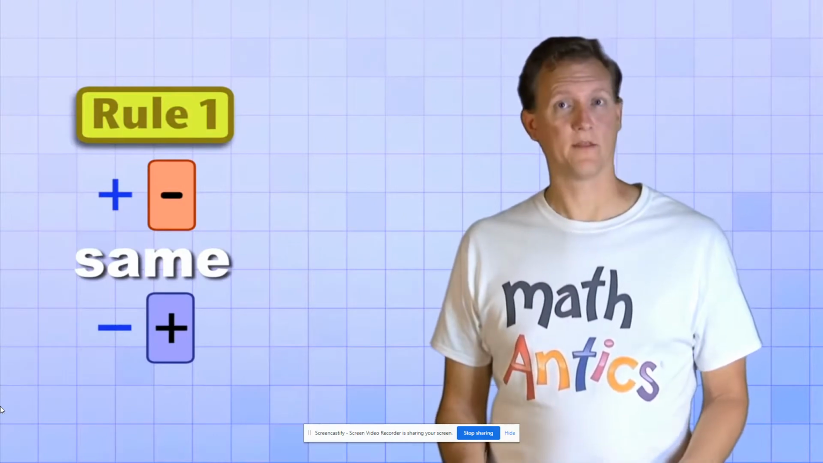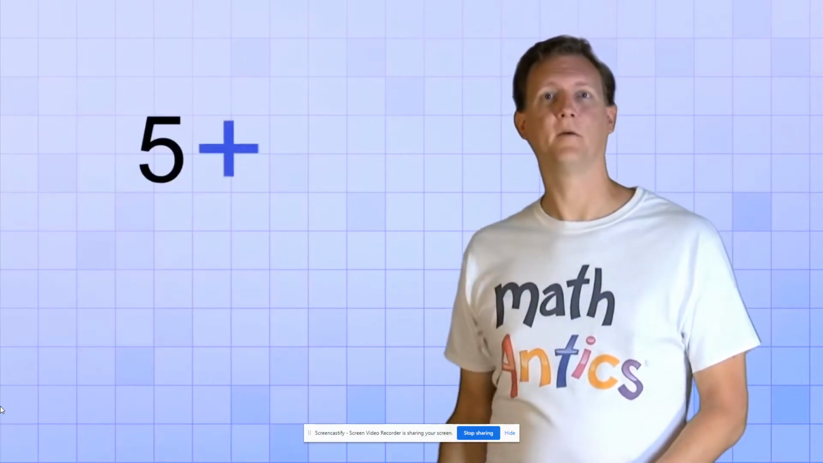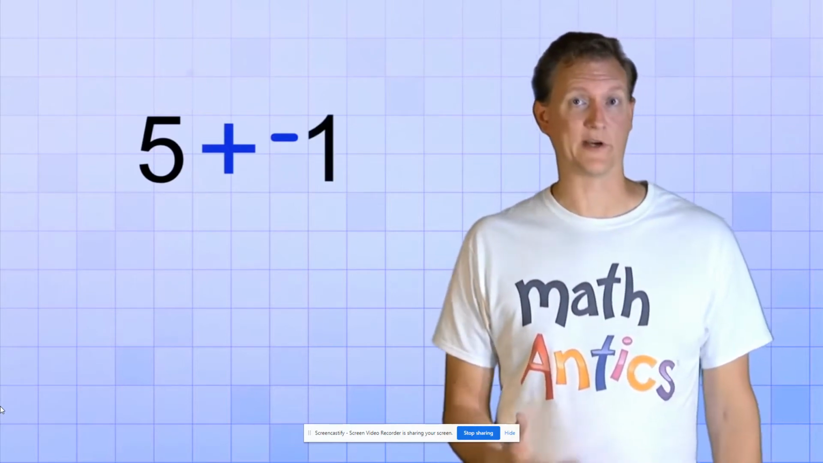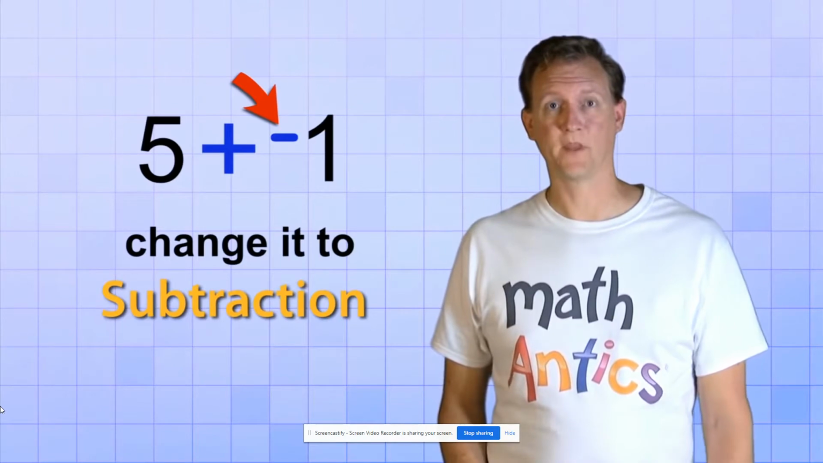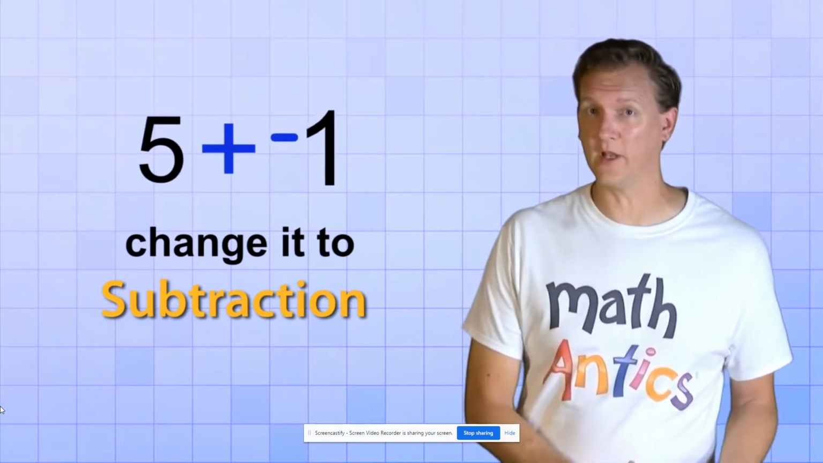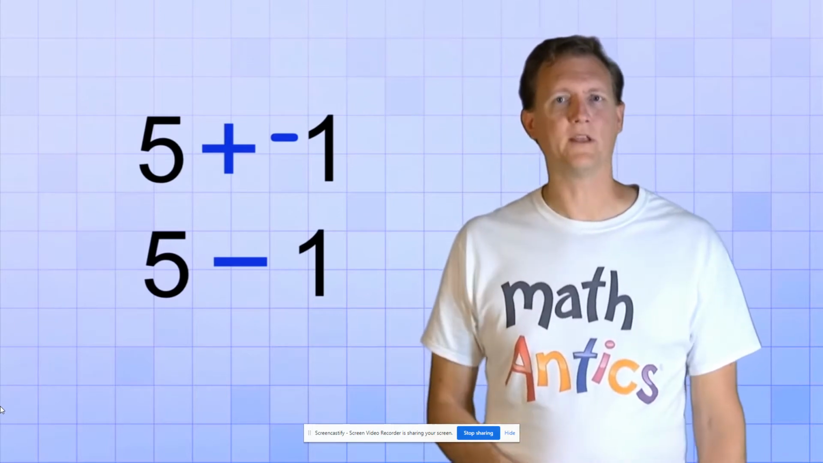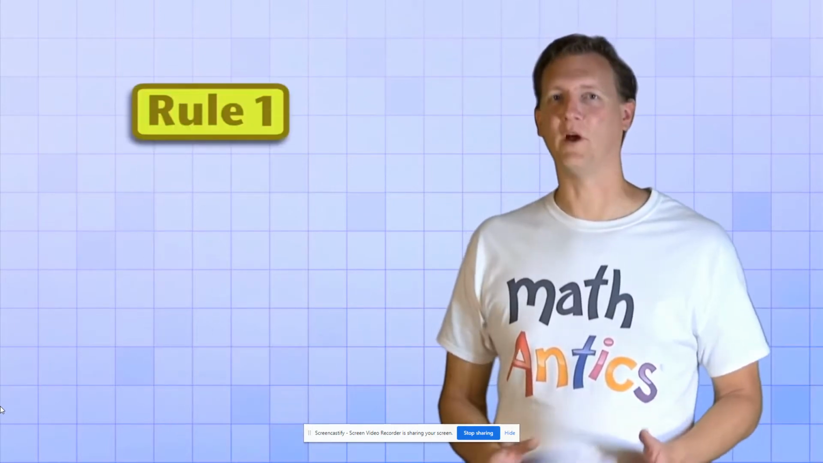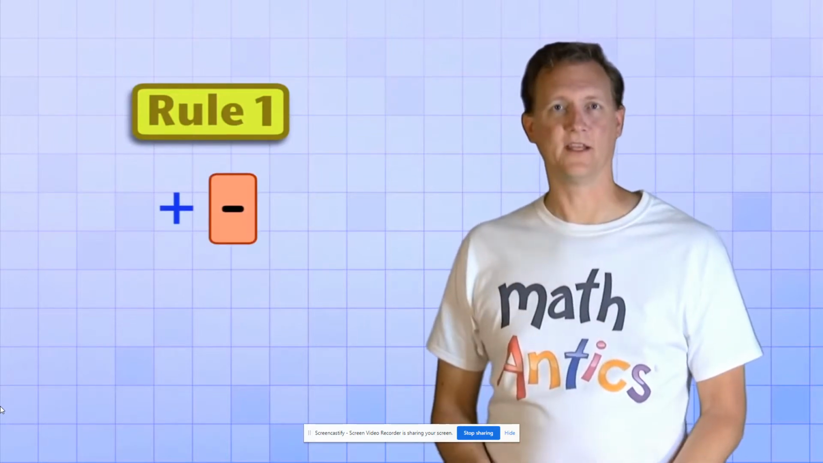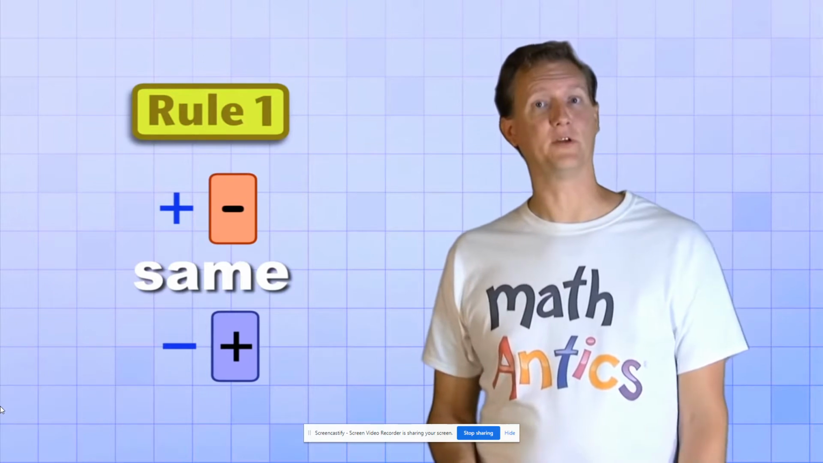When it comes to math, this rule means that if you have a problem like 5 plus negative 1, where you're adding a negative number, you can just change it to subtraction. Instead of 5 plus negative 1, you can just write 5 minus 1. There are different ways of writing the same thing. Okay, so rule number 1 is adding a negative is the same as subtracting a positive. Now what about rule number 2?